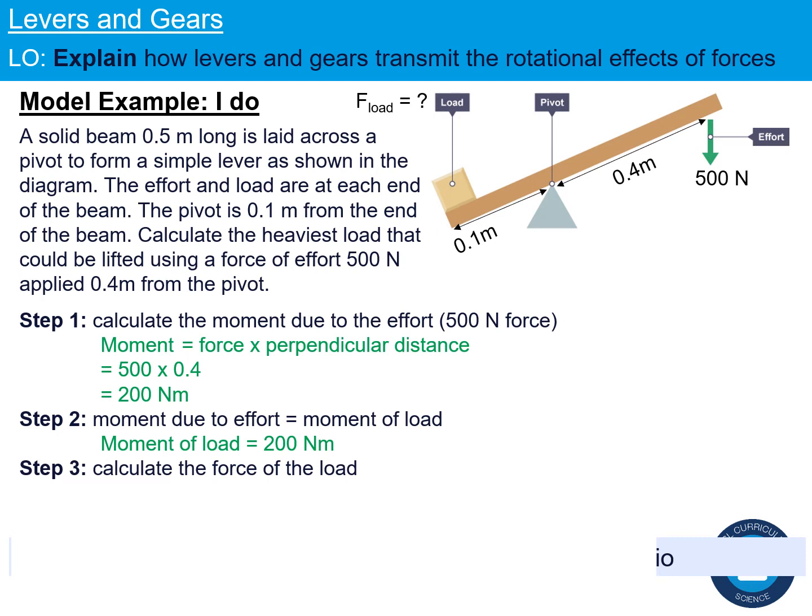Finally, we are now in a position to calculate the force of the load. We know that the force is the moment divided by the perpendicular distance. I've just rearranged the equation, moment equals force times perpendicular distance. The moment is 200 newton meters and the perpendicular distance is 0.1. And so we see that we can lift a load of 2000 newtons. Just checking our units here, that final answer is a force and therefore the units should be newtons.